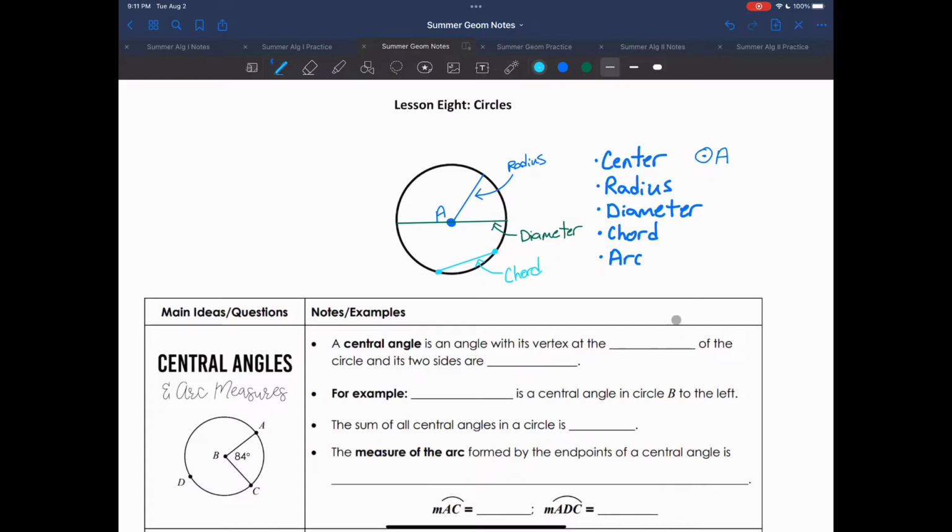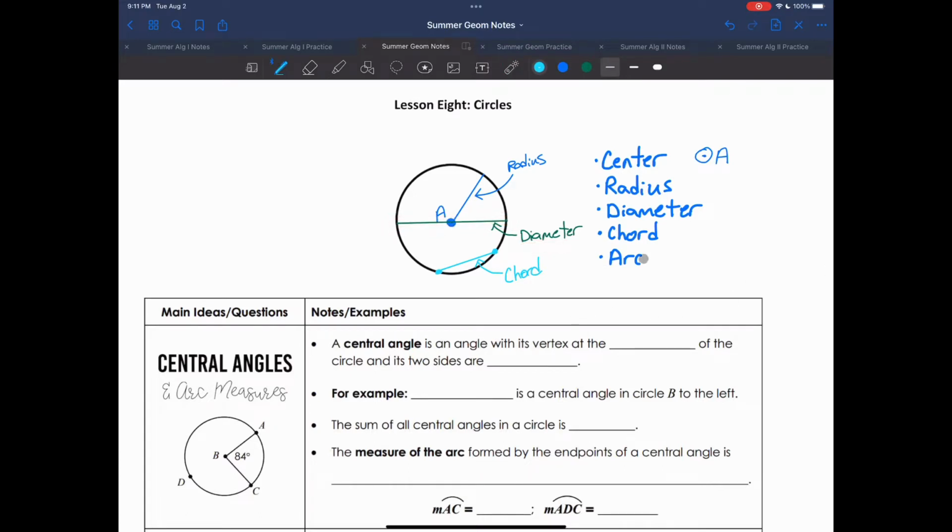Okay, so by that definition, a diameter is actually a chord, right? Because it's got endpoints on the circle and it's a segment. It's just a special kind of chord that we give the name diameter because it specifically goes through the center.